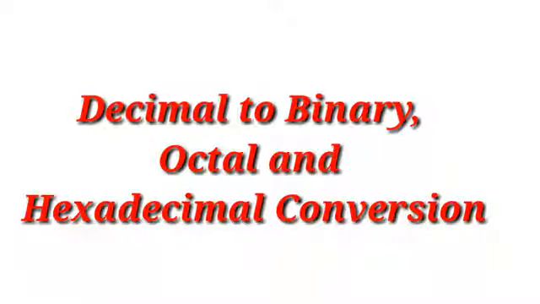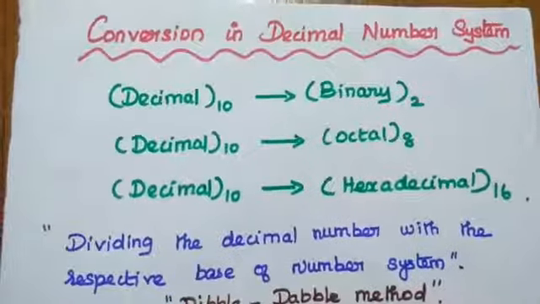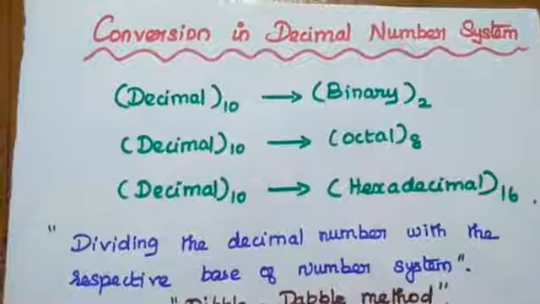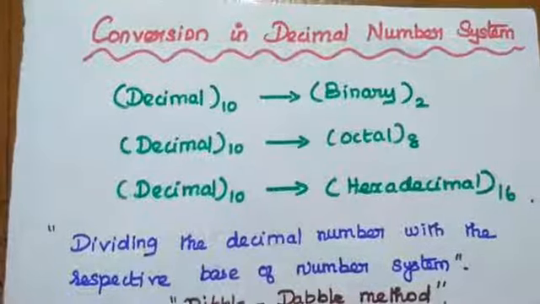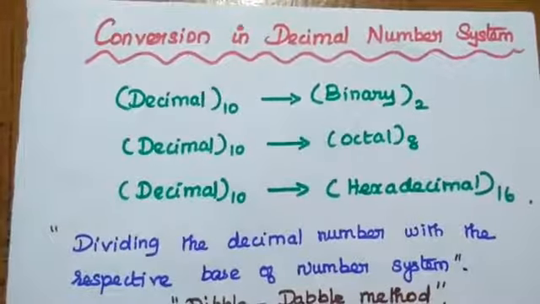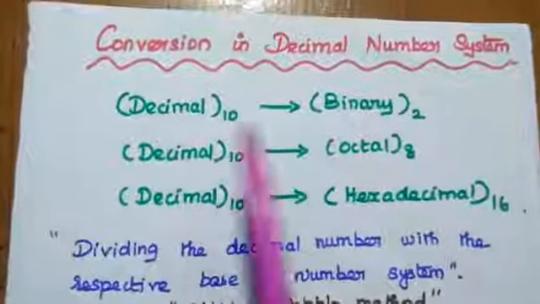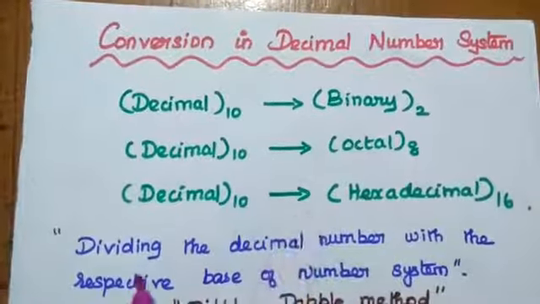Dear students, now we are going to solve problems in converting decimal to binary, octal and hexadecimal. Conversion in decimal number system. The decimal number, which has the base 10, can be converted into any other number system: decimal to binary, decimal to octal, decimal to hexadecimal.